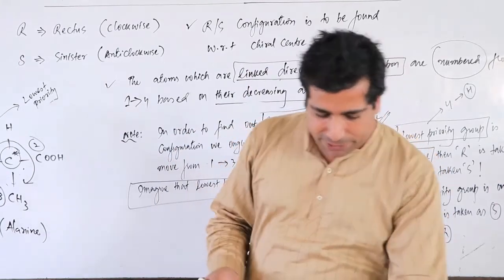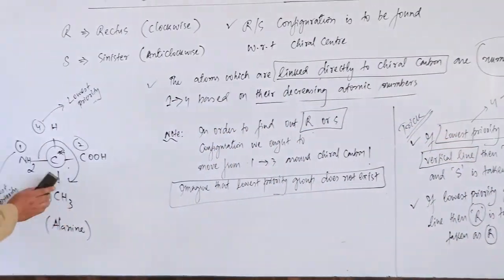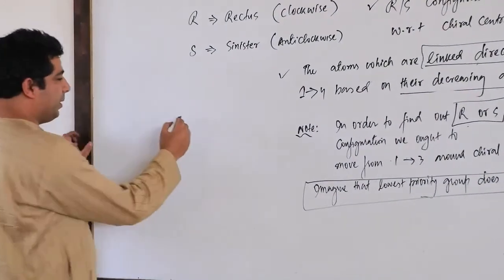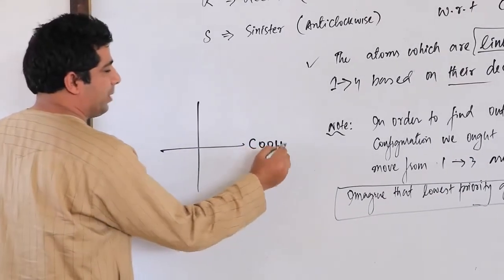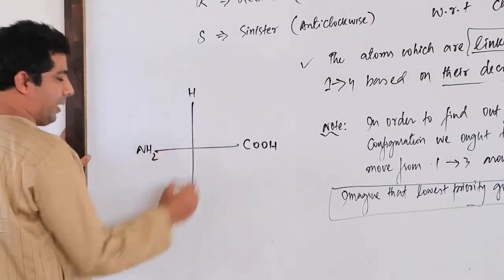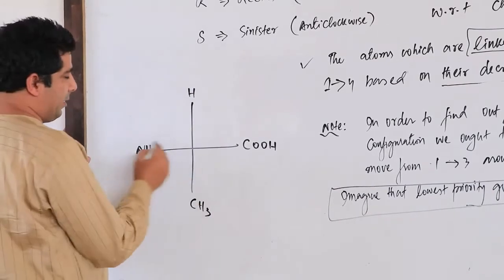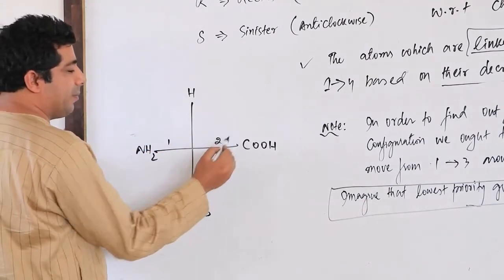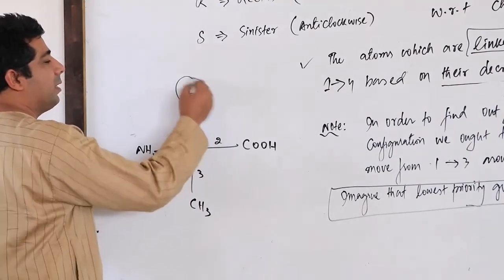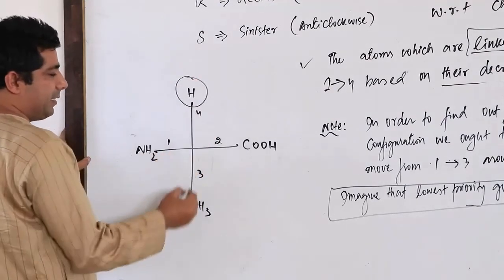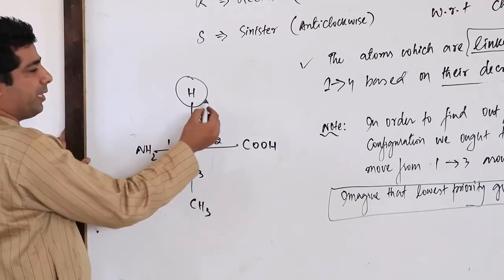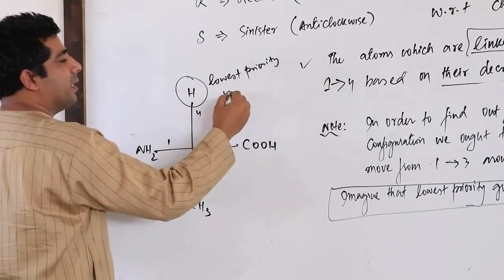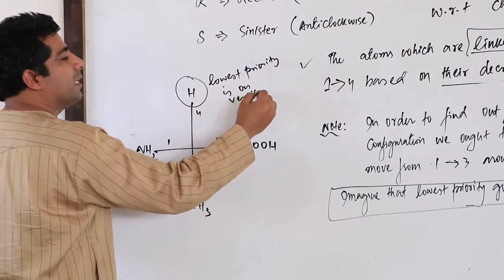So let us decide it once again. Have a look here. My dear friends, let me take it up. So please have a look. COOH, and this is NH2, this is H, and this is CH3. We know that this is the first priority. I can number it here also as a first priority. This guy is the second priority, this is third, and this guy is fourth. And you know this fourth priority, which line is this? This is a vertical line. So lowest priority is on the vertical line.